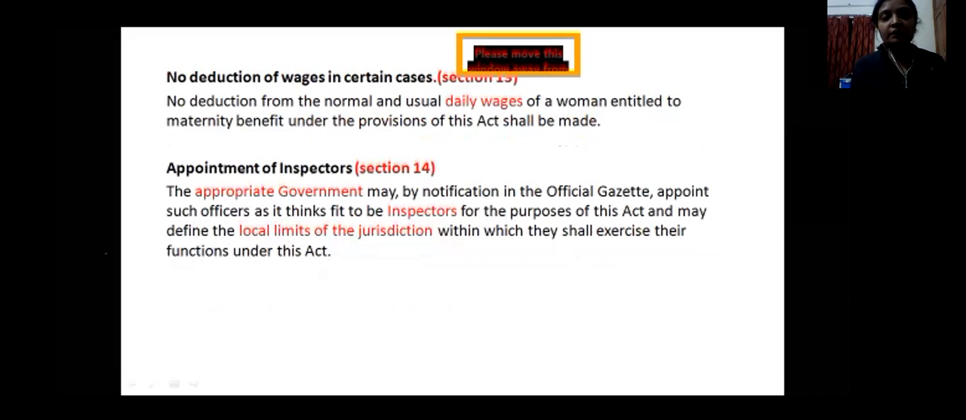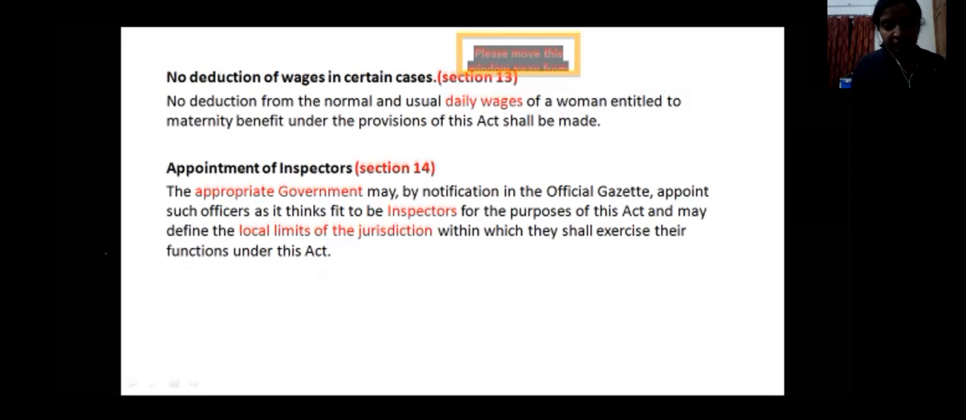Okay, now coming to no deduction of wages in certain cases. Section 13: from the wages you cannot make certain deductions. No deduction from the normal or usual daily wages of a woman entitled to the maternity benefit under the provision of this act shall be made. That means you cannot make certain deductions from the daily and normal wages. That means you are not entitled to make any deductions. Okay, from your point of view, if the employer thinks that they will make certain deductions, they are not allowed to do it. So no deduction from the normal and usual daily wages of a woman entitled to maternity benefit under the provision of this act shall be made.